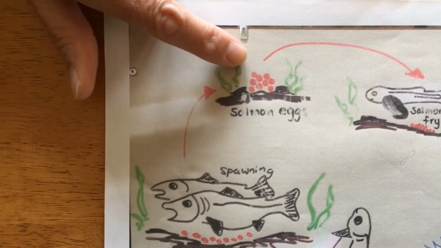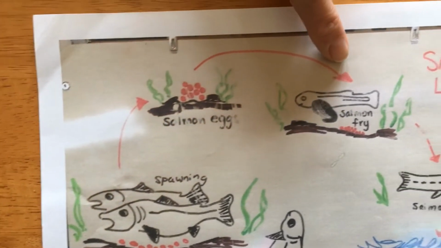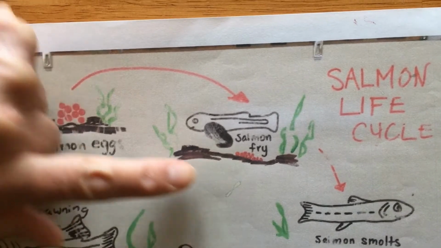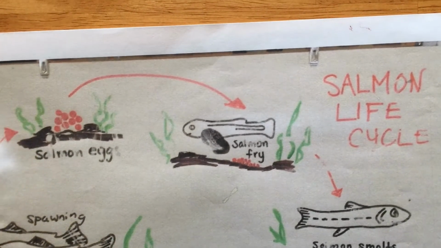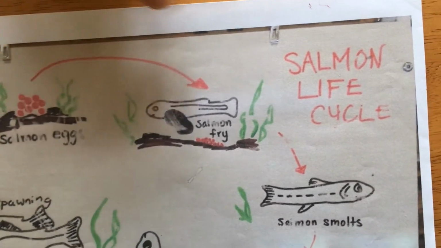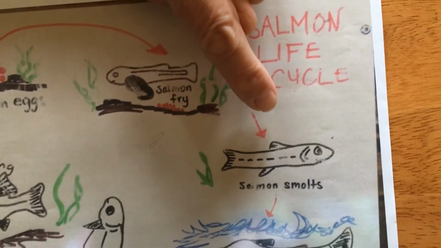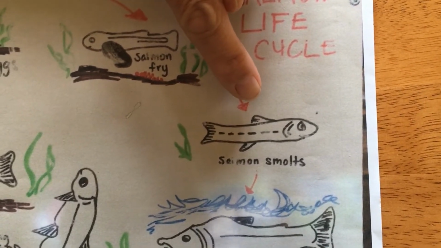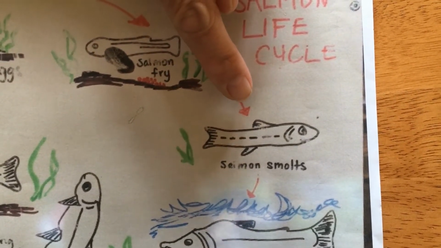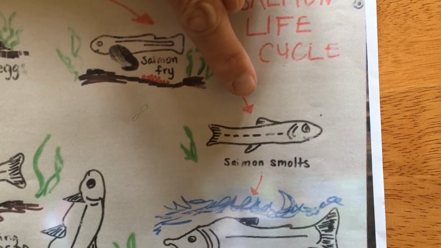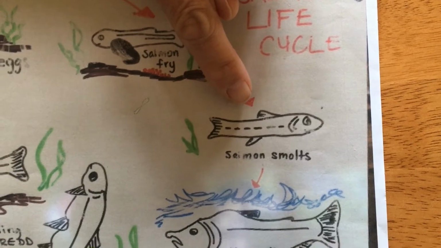The little eggs start, and then in a couple weeks they hatch into salmon fry. Some of the eggs are still there, and some of them are little tiny fish, salmon fry. And after the weeks go by and they get a little bigger, they're called salmon smolts. Smolts. You can say those words along with me, salmon smolt. And they're getting a little bigger.